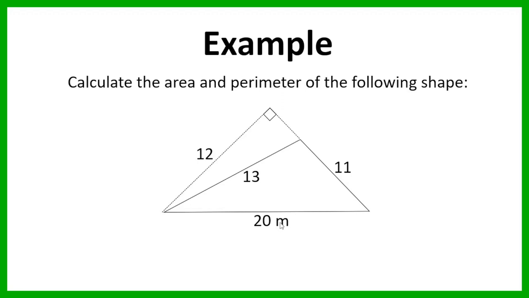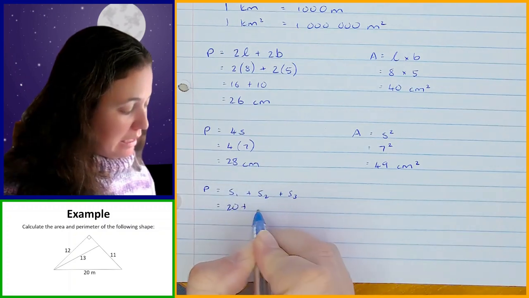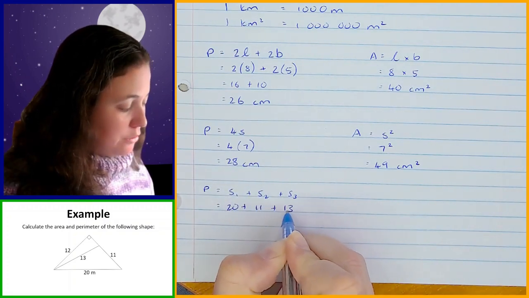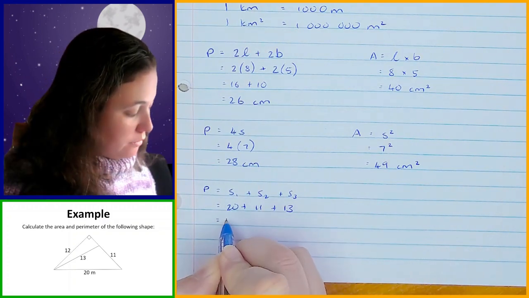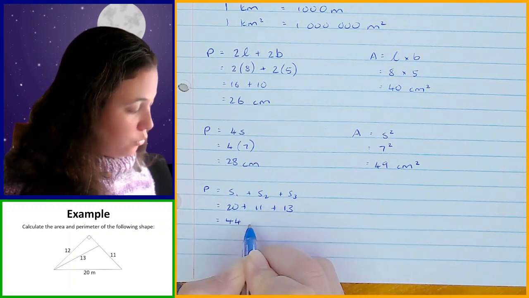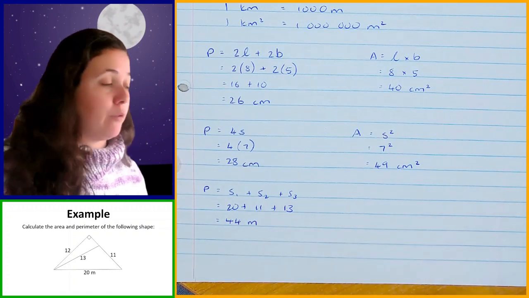Okay. So now let's go and find our perimeter by adding the three sides that actually are part of the triangle. So it's the 20, the 11, and the 13. So over here, I've got 20 plus 11 plus 13. Okay, so that's going to be 44 meters. Right, so that's what you should get for your perimeter.